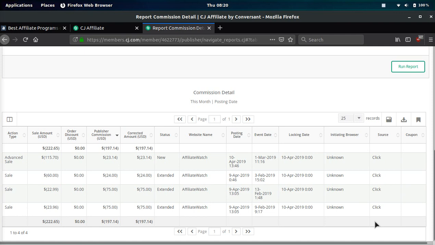So this is something I wanted to show you guys. If you have any experience with refunds in affiliate marketing, leave them down below. If you have any questions, let me know.